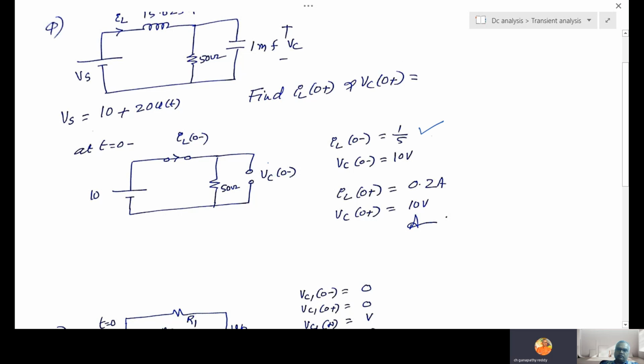What is VC(0-)? This side positive, this side negative. So started positive, go to negative. That is 50 into current. Distance 50, how much current flowing? 1 by 5. So 5 into 1 is 5, no, 50 into 1 by 5 is 10. We got 10, VC(0-).